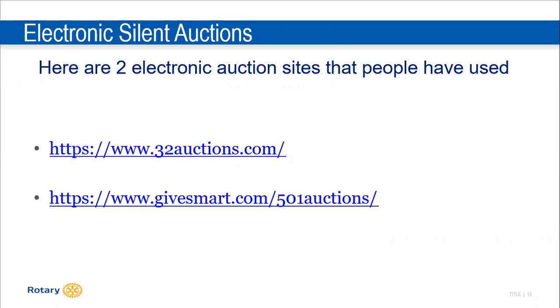But I was talking to Joanne about their Maui silent auction on 32 auctions. They said it was really easy to use. They had 100 items, made a ton of money, and it was really convenient for the way that they set up that auction, that they were able to get that smoothly executed. 501 Auctions is one that Bank of Hawaii has used many years, but it's called Give Smart now. So that one was really easy to use.